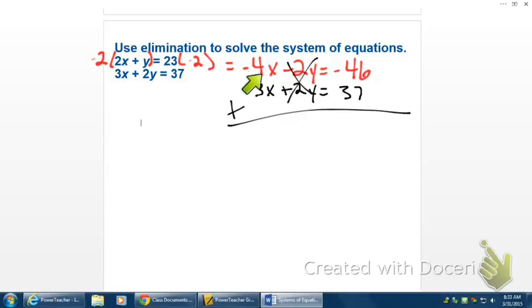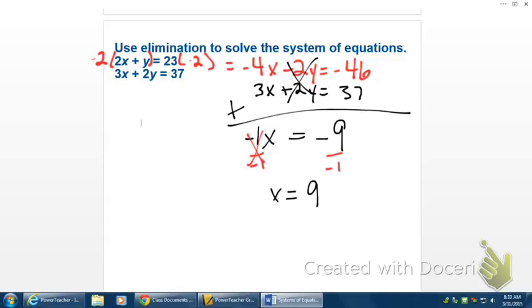Okay, so they're gone. -4x, positive 3x, what we got? -1x equals -46, positive 37, -9. Last thing we would have to do is divide both sides by -1. -9 divided by -1 is positive 9. You divide those, okay?